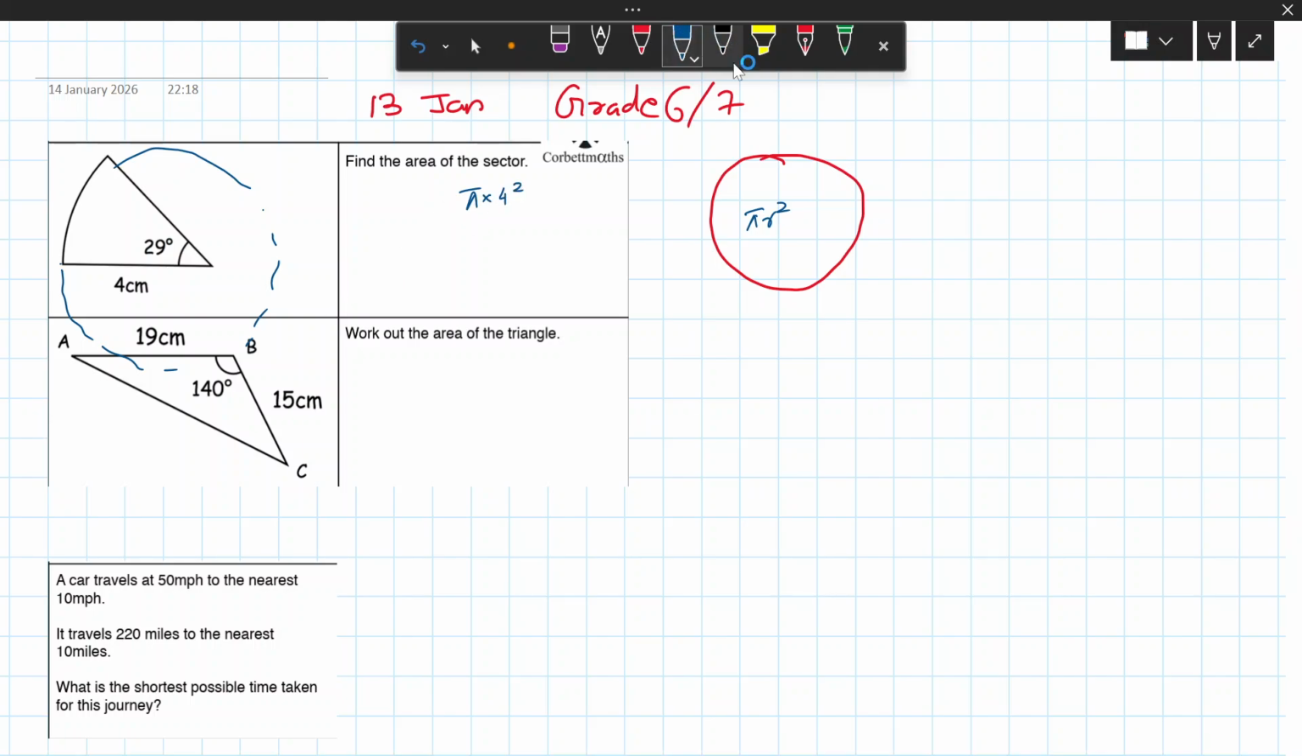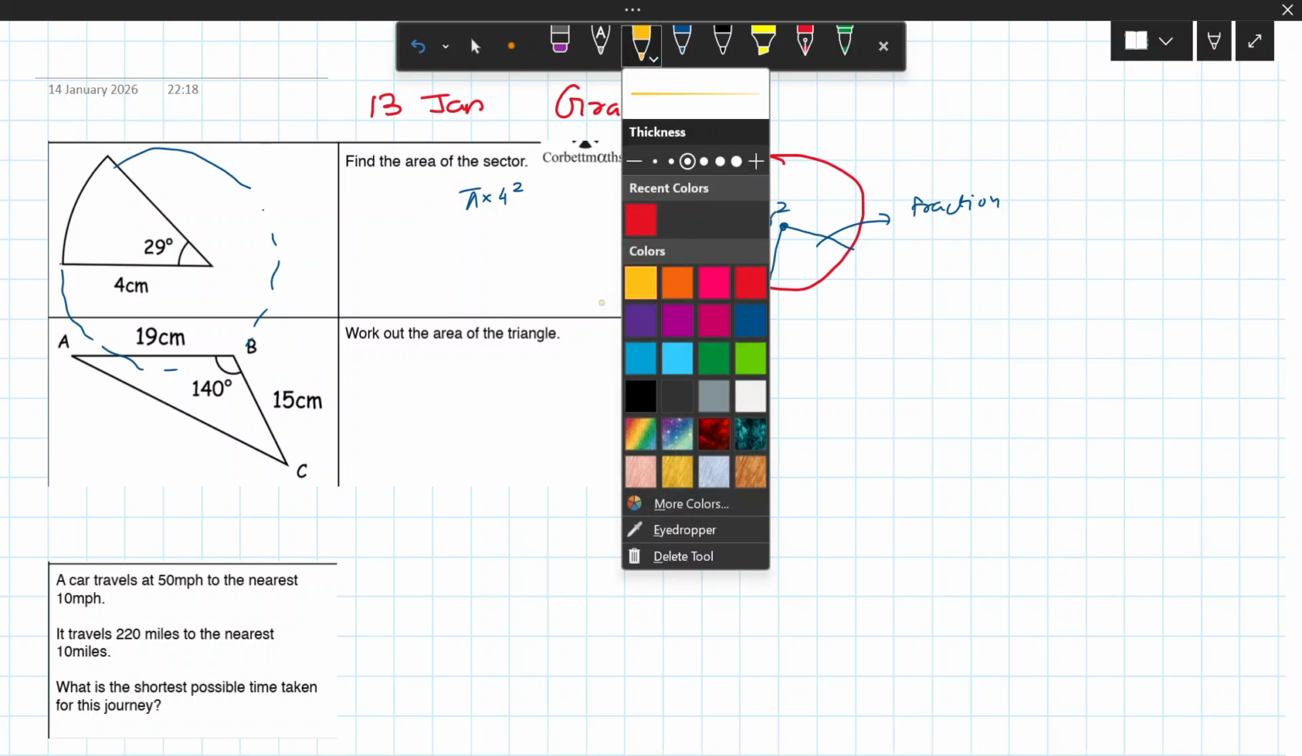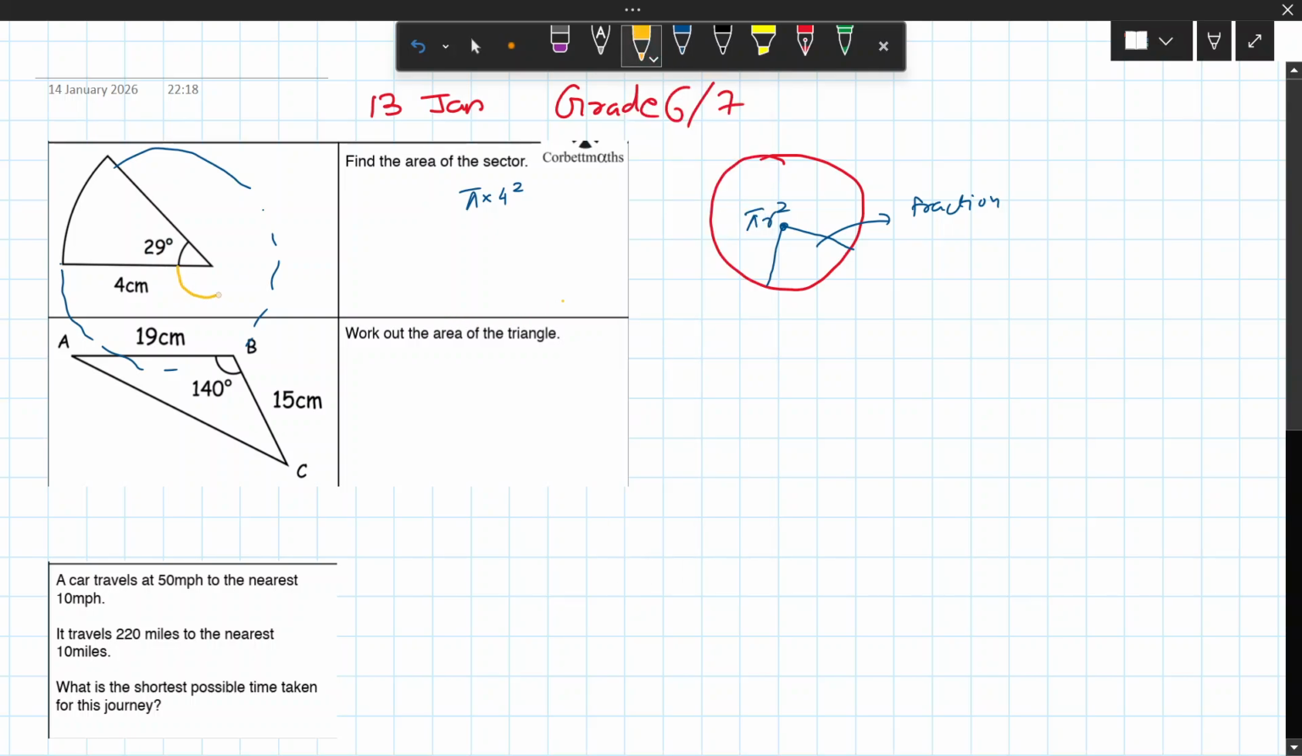But if you think about it, I do not have a full circle here. I only have a part of the circle, or a fraction of the circle. Then the question is, what fraction of the circle do I have? The full circle is worth 360 degrees, and I've got 29 out of the 360 degrees. That means I've got 29 out of 360 as a fraction of the circle.